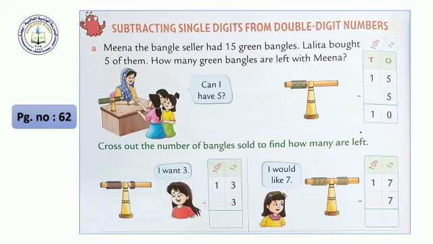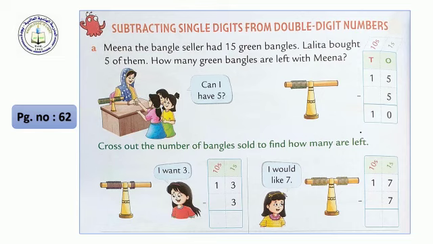So here 15 is a double-digit number and 5 is a single-digit number. In 15 there is 1 ten and 5 ones. So we are going to take away 5 bangles from 5 ones. So 5 minus 5 is 0. In the tens place we have only 1 ten and there is nothing to subtract. So 1 minus nothing, or 0, is 1 only. So we got the difference 10.